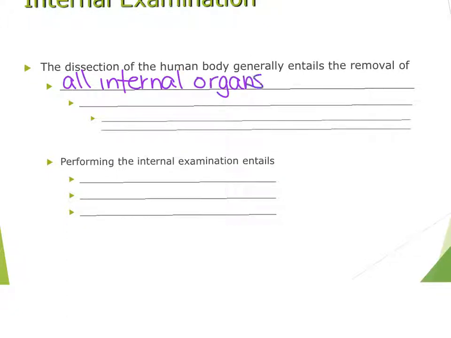When we remove these internal organs, how do we get to them? It goes through a Y-shaped incision. And this Y-shaped incision begins at the top of each shoulder.